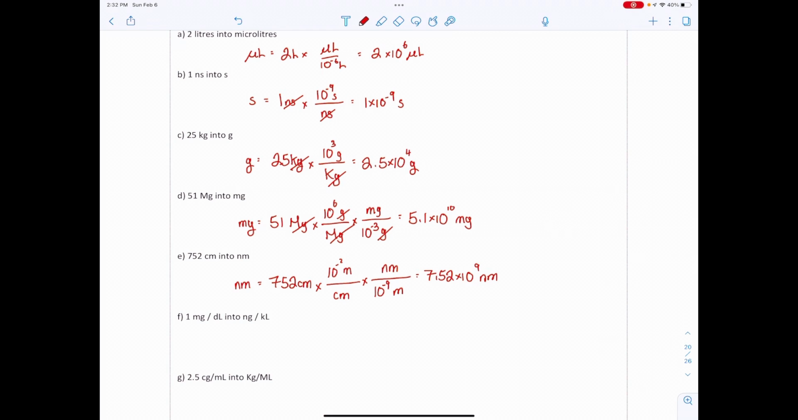Hold on, let me double check. So we have 752 times 10 to the power of negative 2, and then divided by 10 to the power of negative 9. So that is 1, 2, 3, 4, 5, 6, 7, 8, 9. Yep, 7.52 times 10 to the power of 9.